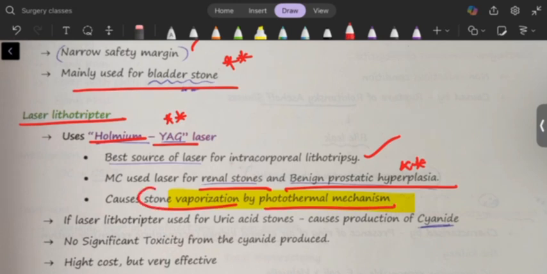If laser lithotripsy is used for uric acid stones, then they usually cause production of cyanide, which is toxic. So first we will have to identify the type of stone. If it is a uric acid stone, we should not use laser lithotripsy.